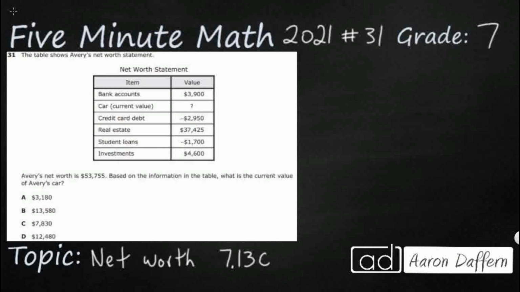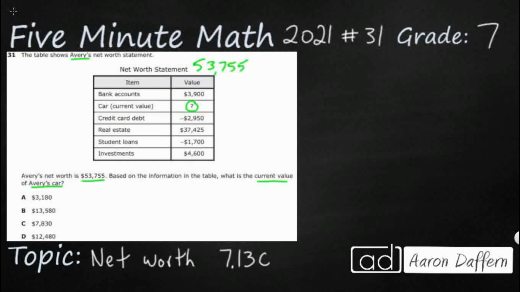So we have a table here, and we've got Avery's net worth statement. And Avery's net worth is, they give it to us down here. Let's go ahead and put that up here. $53,755. So we need to use information on the table to figure out what is the current value of Avery's car. You notice how that's missing right here.